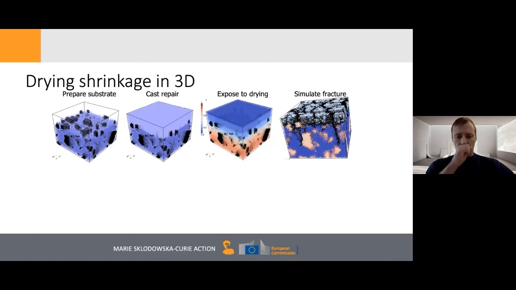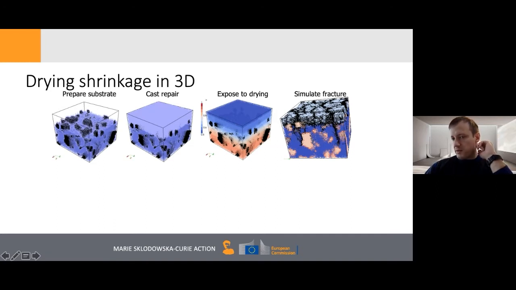So what we do is we have a substrate, which you typically prepare by roughing it in practice with water jetting or sandblasting. So we have some exposed aggregates. You cast the repair material, which numerically is very easy to do. You expose it to drying by applying a certain relative humidity on the outside. And then you simulate the moisture transport. You use the output for simulating fracture, and then you get cracks in your material.